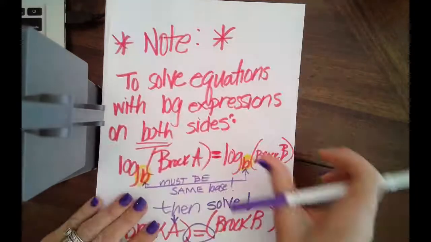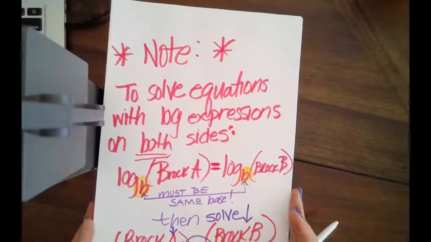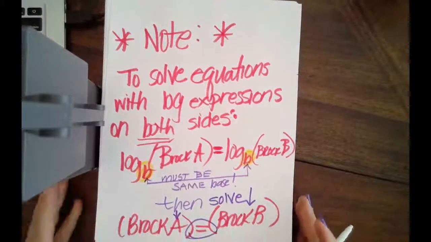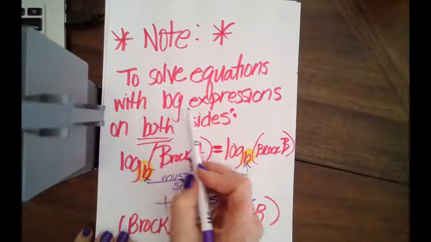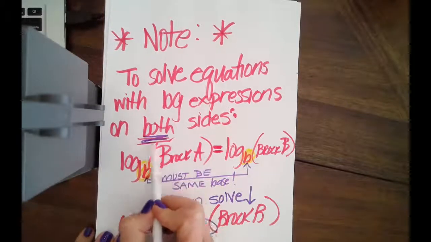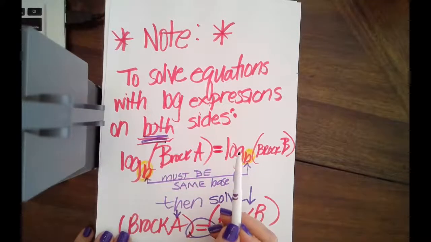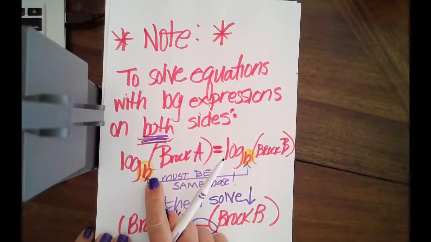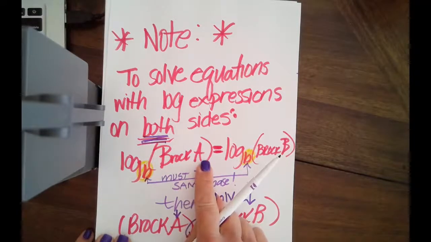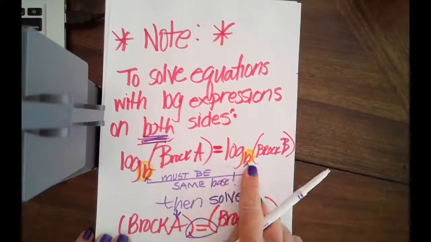Now make a note of this. And again, you can pause this and go back and look at it and take your time in writing your notes. To solve equations with log expressions on both sides of the equal sign, this is what you're going to be looking at: log base b of Brock A is equal to log base b of Brock B.